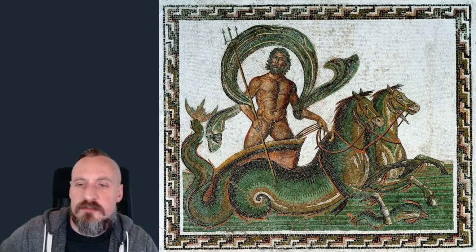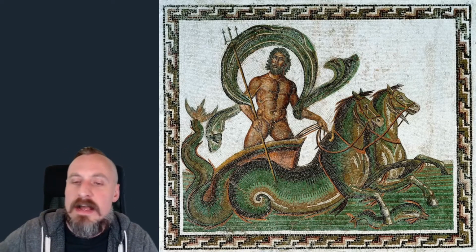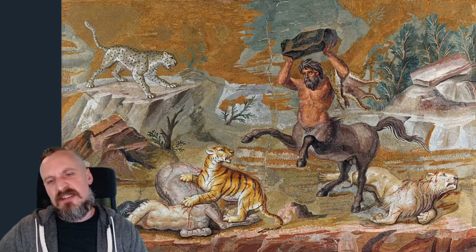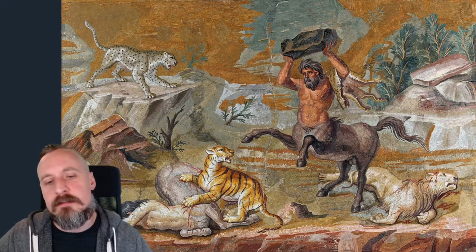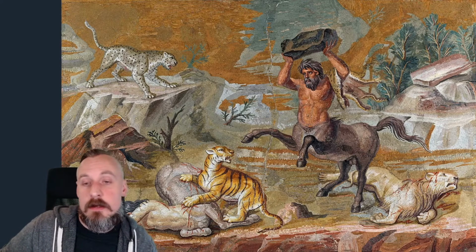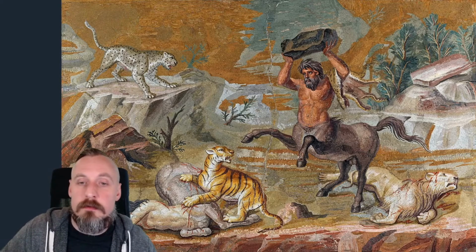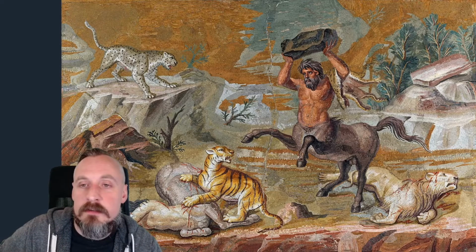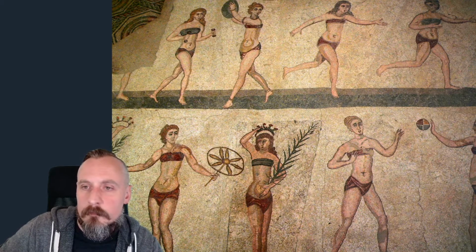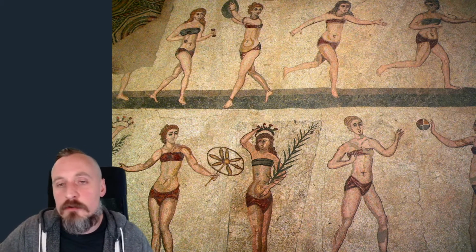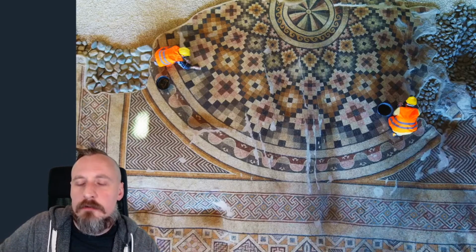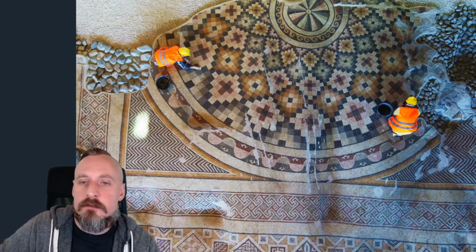Here's a Poseidon mosaic in green and black and gold. And here's a very famous centaur mosaic. So not just realism, but also lots of fables and legends from Greek mythos would they depict in all of these mosaics. Here is an Olympics mosaic. And here's another view of that wavy floor mosaic. It's quite lovely.